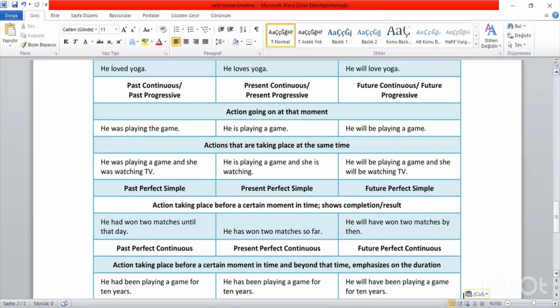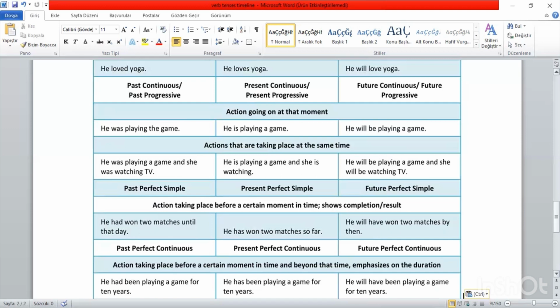They are ongoing actions. We can also say actions that are taking place at the same time. We use continuous tenses for this usage as well. For example, for past continuous, he was playing a game and she was watching TV. Simultaneously happening actions at the same time. For example, for present continuous, he's playing a game and she is watching TV.